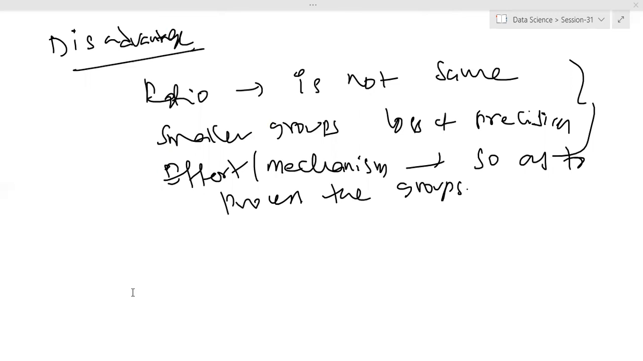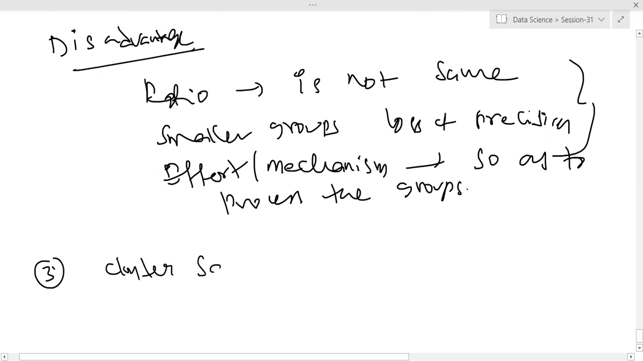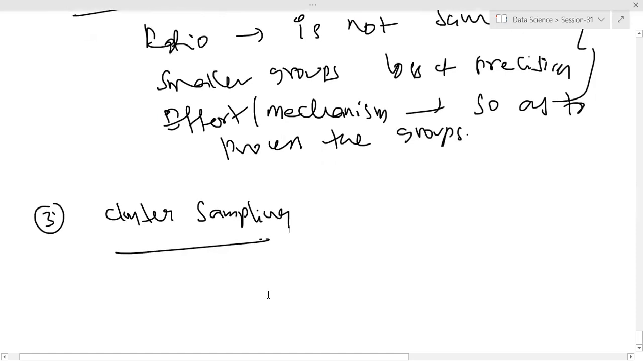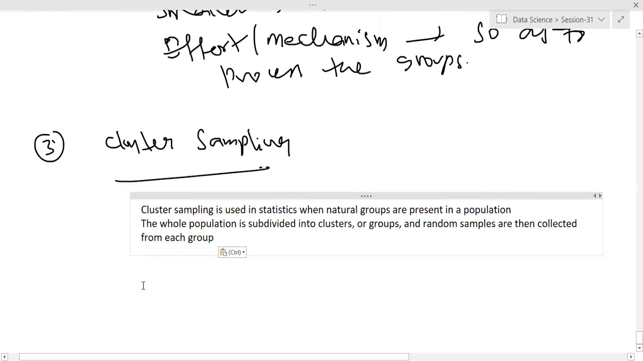Coming to cluster sampling, the third aspect, friends. What do you mean by cluster, by the way? It is also like a group only. You will have multiple groups, more groups. Clustering is a grouping only actually. Again, grouping only, as with stratified. Have a look at this.